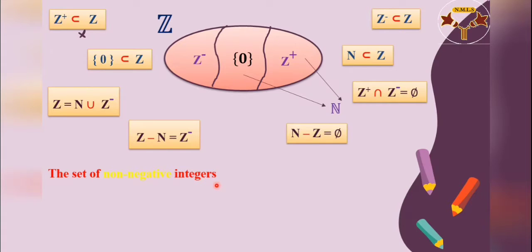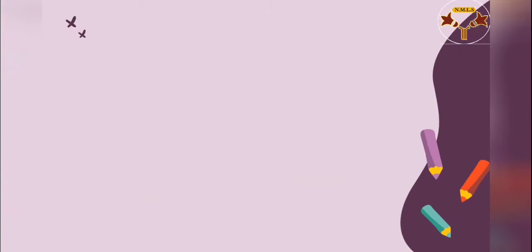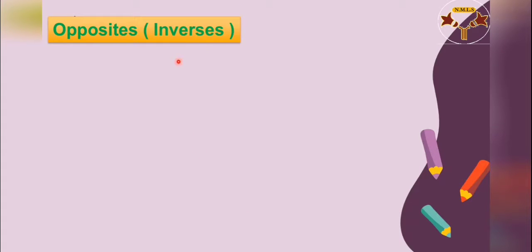Here, the set of non-negative integers. Non-negative means all the positive integers. But what about the 0? 0 is non-negative, so the set of non-negative integers is 0 and the set of positive integers: 0, 1, 2, 3, 4, and so on. What about the set of non-positive integers? Non-positive means the set of negative, and don't forget the 0, because the 0 is non-positive. So it equals 0 and the set of negative integers: 0, negative 1, negative 2, negative 3, and so on.